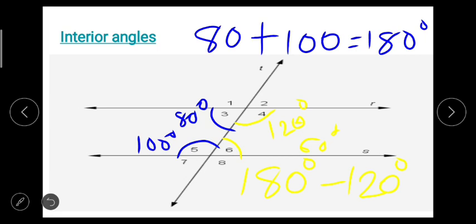How to cross check the answer? Add 120 and 60. You will get the answer 180. So here we have proved the property of interior angles.